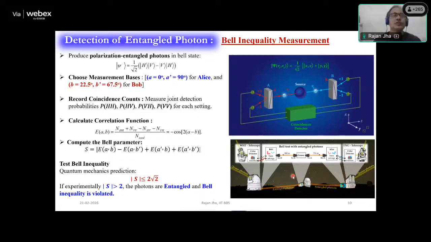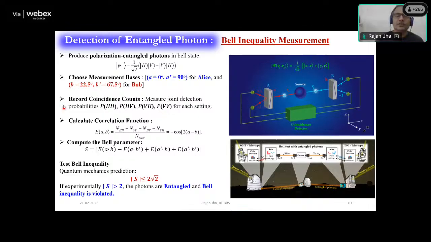Now the 00 or 10, whatever we have said. So how are the entangled photons detected? That means you produce polarization entangled photons in a Bell state. You know that this psi minus is one state out of the 4 states, so you have a combination of horizontal and vertical polarization. Now you choose one of the bases. These bases are shared by Alice and Bob. So you choose A to be 0 and A prime to be 90, and similarly B to be this. These are the bases that will be shared between 2 people separated far apart.